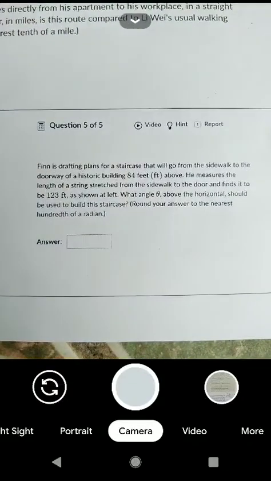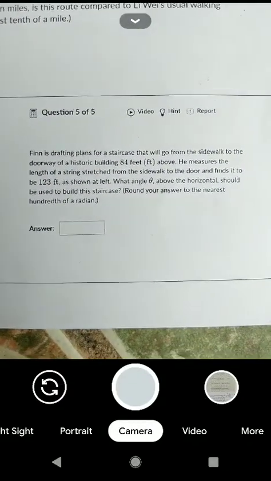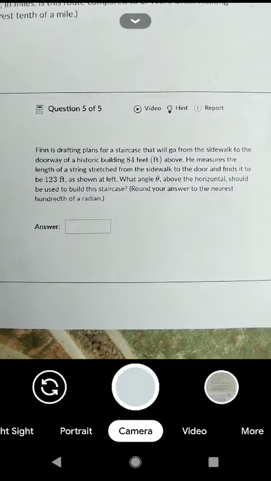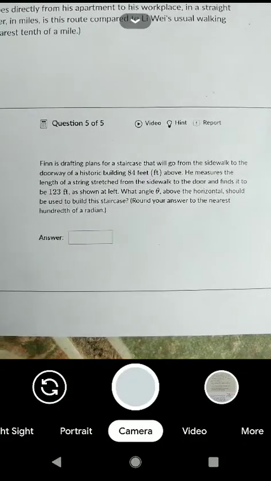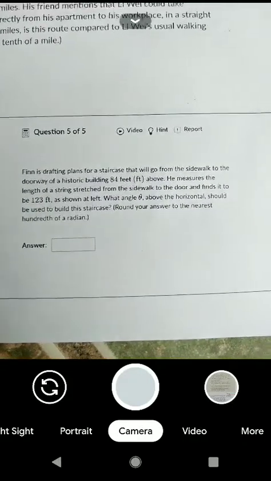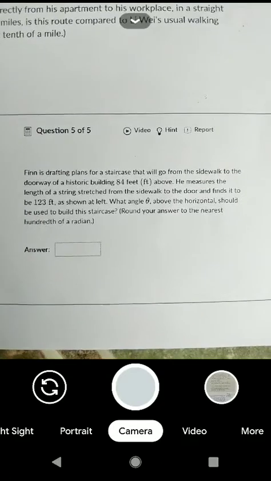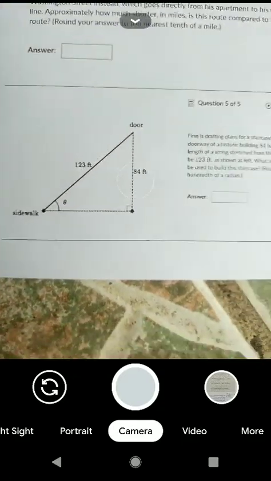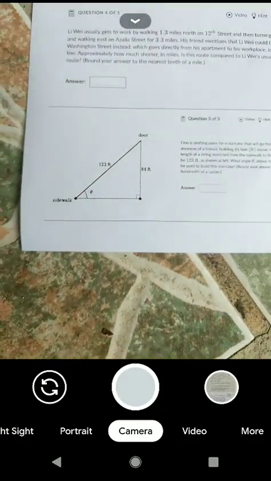And what are they asking for? They're saying, what is the angle theta above the horizontal? What angle theta above the horizontal should be used to build this staircase? Round your answer to the nearest hundredth of a radian. Okay, so they're asking for this angle, but they're asking for radians.